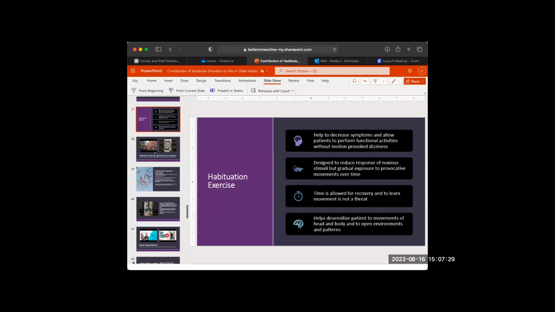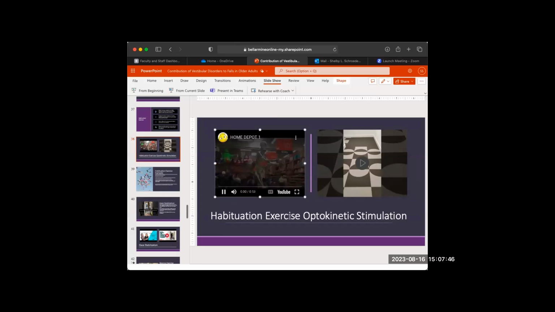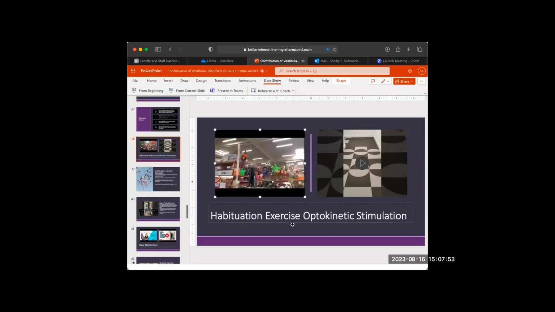Okay, so habituation exercise. These are examples of optokinetic stimulation. This is stimulation of the visual system through videos. This is just one subset of habituation. And this might be, I'm not really dizzy, but this provokes me. So this might be prescribed for X amount of minutes, however many times per day or per week, to help desensitize someone to a busy store environment if that is something that's provoking them.